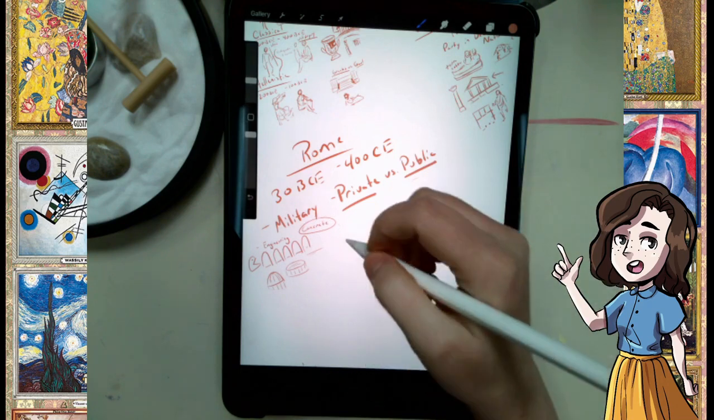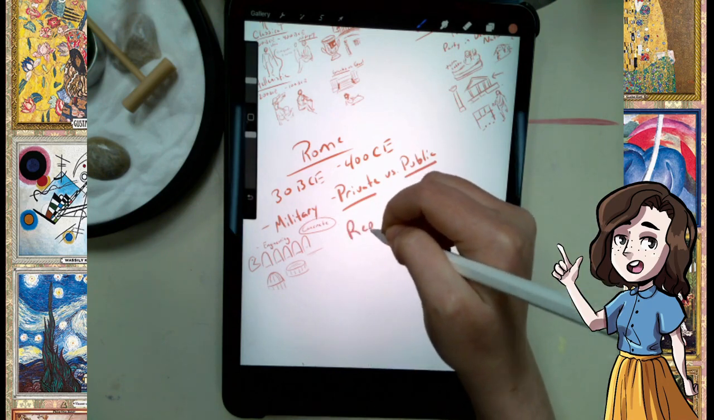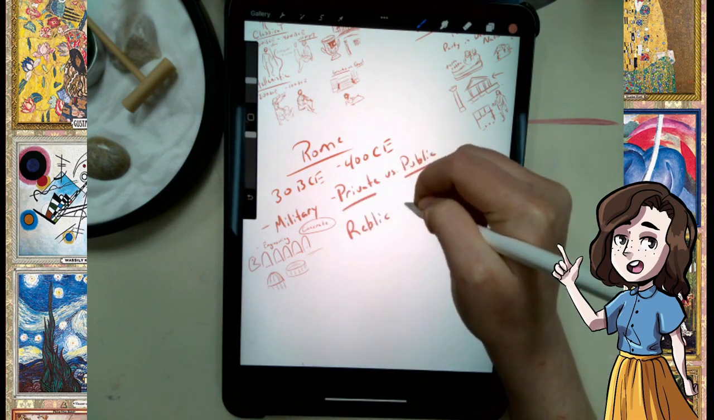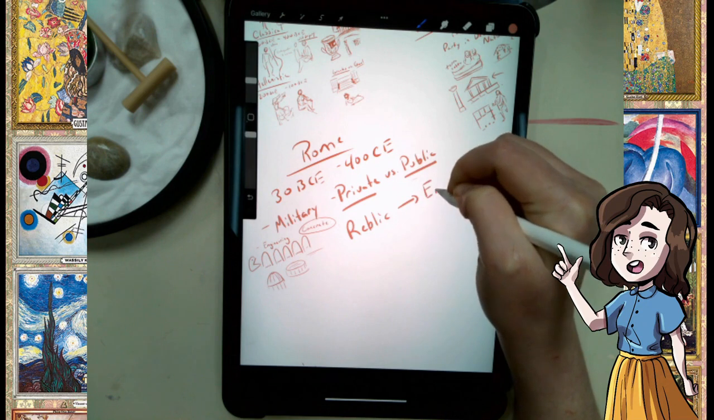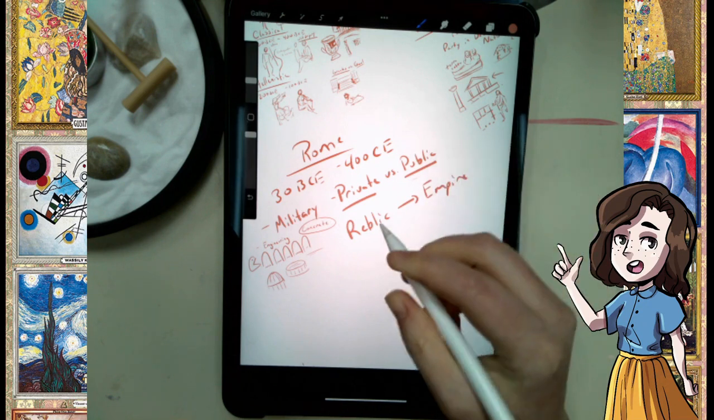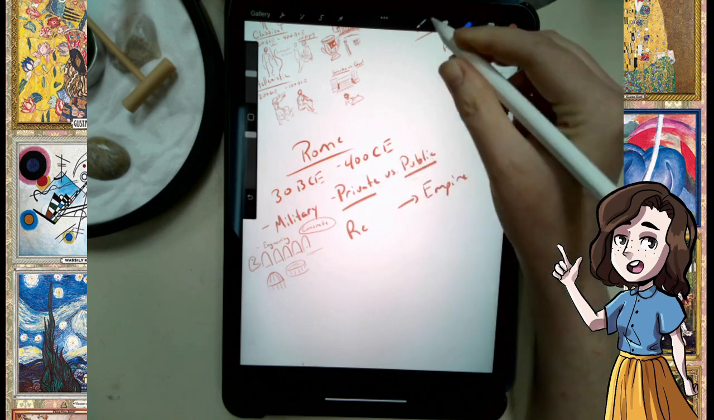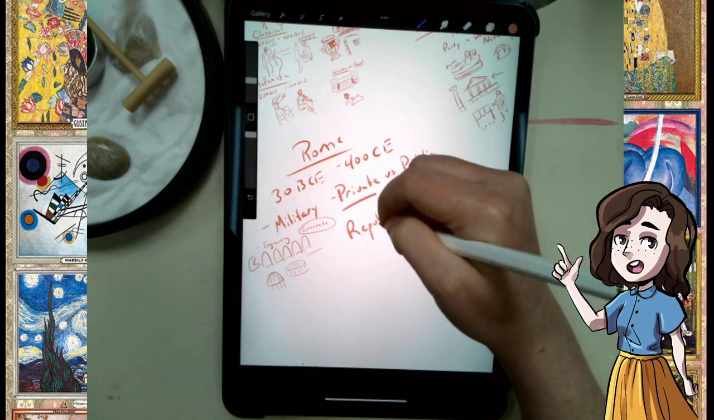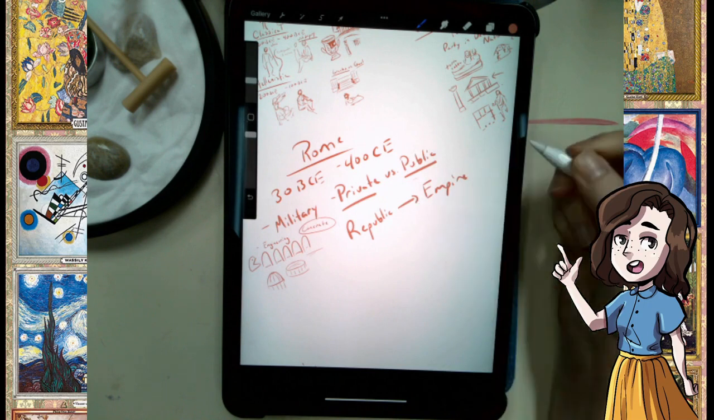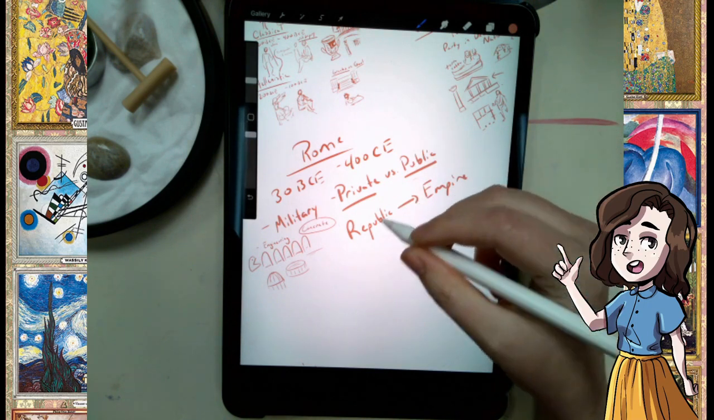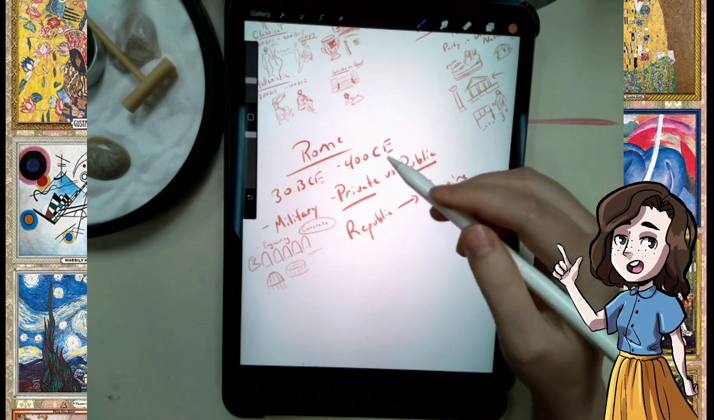Rome is also this divided time period of the Republic versus the Empire. It's way more complex than that. My brain just was like, yep, that's spelled right. Republic. There we go. The Republic and the Empire. So we're going to see different approaches to art within these different time spans.